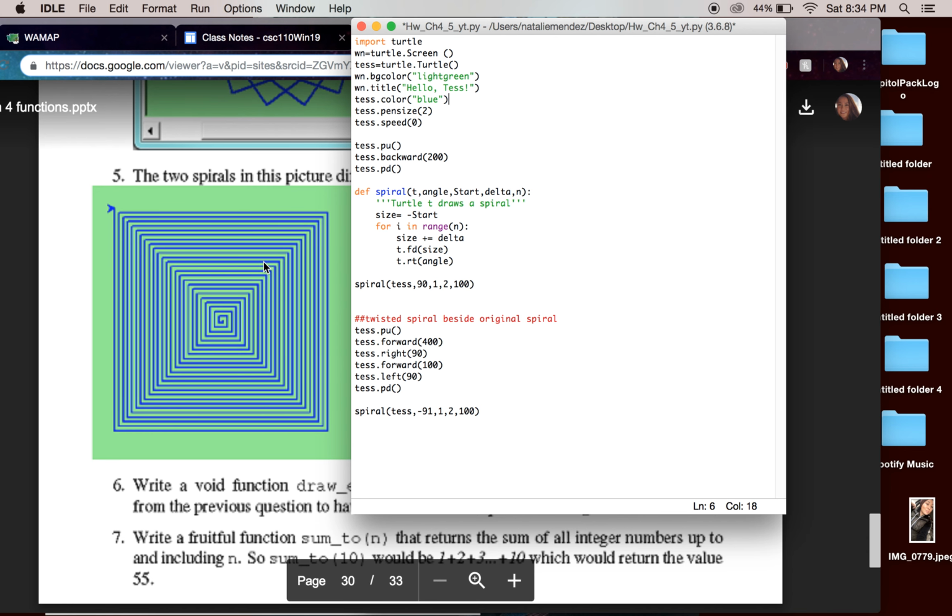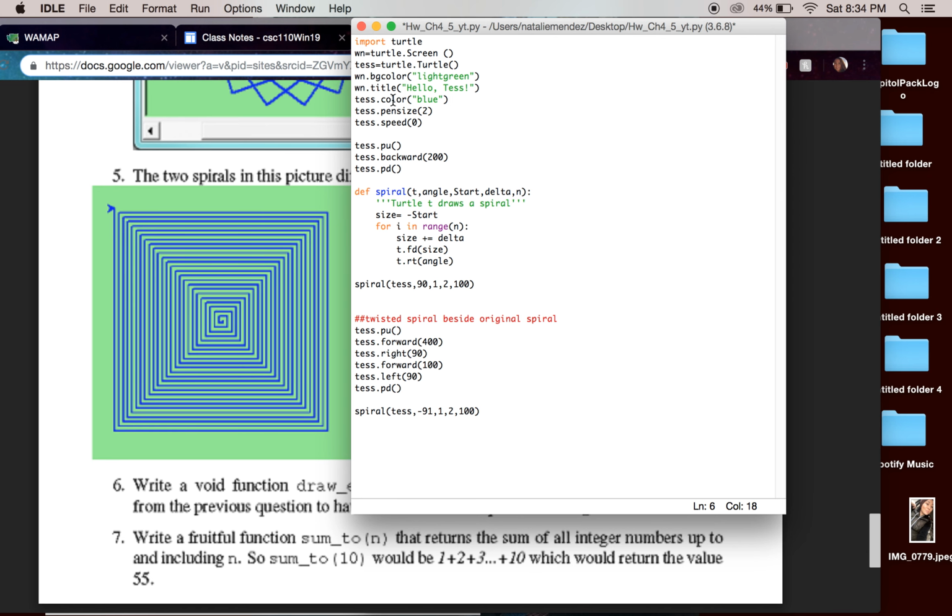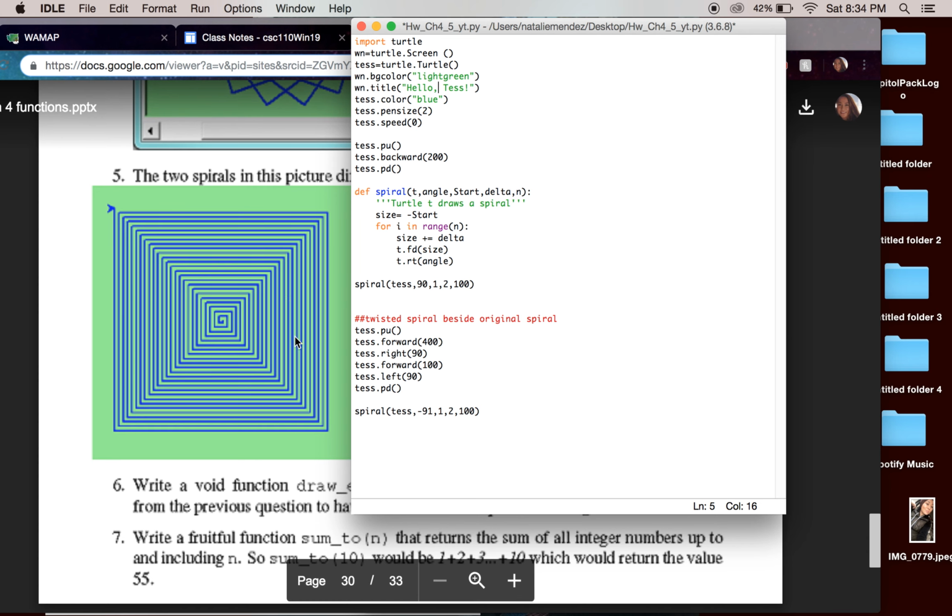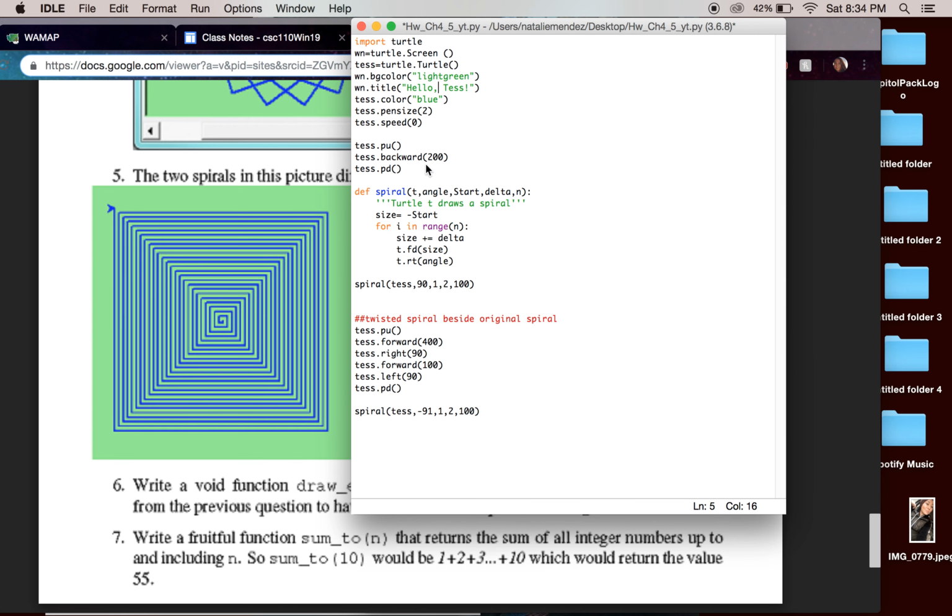In this example, it asks us to make the background light green with the Tess color being blue. So that's what I did here with this BG color with light green in parentheses and Tess color being blue. This pen size looks pretty thin, so that's why I assigned the pen size to be 0.